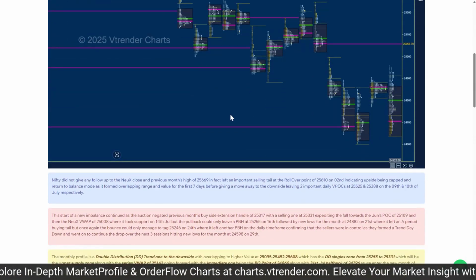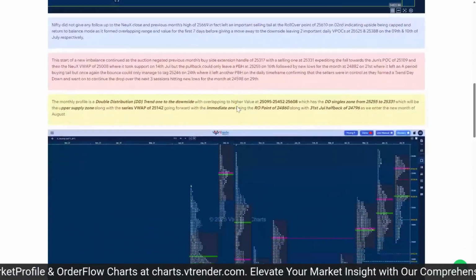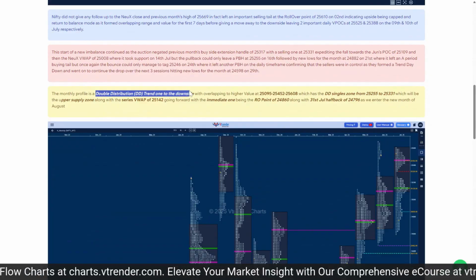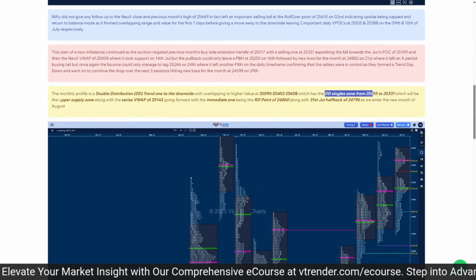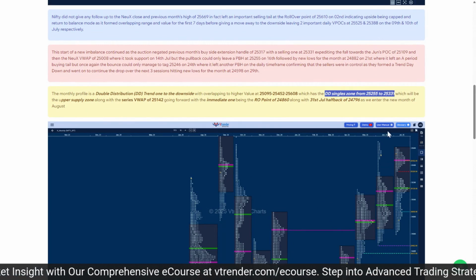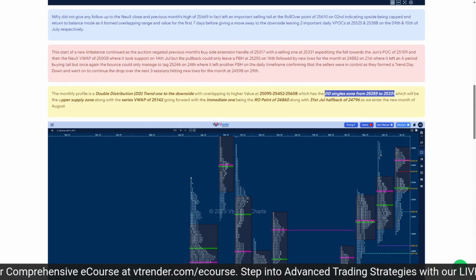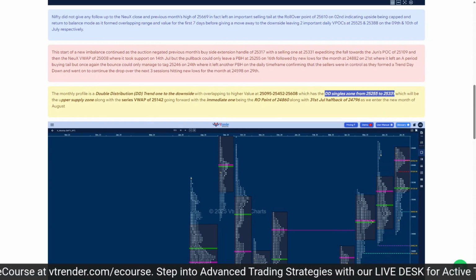So what have we done on the monthly time frame in Nifty spot? It was a double distribution trend day to the downside, overlapping to higher value, which has the DD single zone 25255 to 25331, which will be the upper supply zone for the coming month.